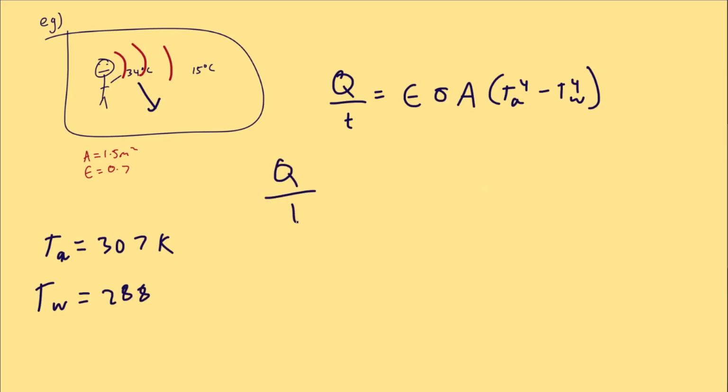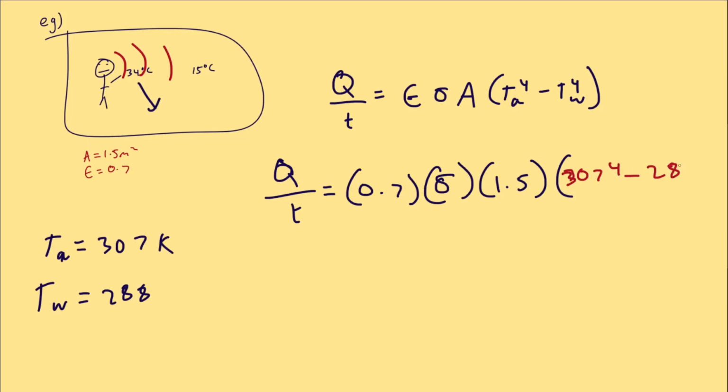We're ready to substitute in to find how much energy he's radiating every second. His emissivity, 0.7. Boltzmann constant, I'm not going to write it out, but just know the number is there. His area, 1.5. And his Kelvin to the power 4 minus the room Kelvin to the power 4. The final answer is roughly 120 watts. So the athlete is radiating 120 watts. He's basically a heater while he's standing still.